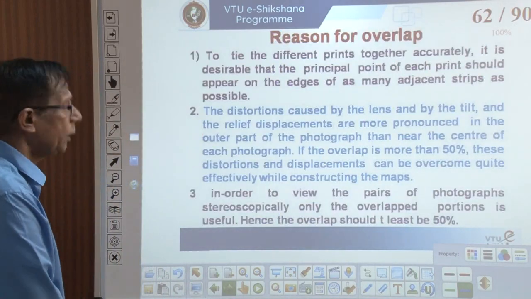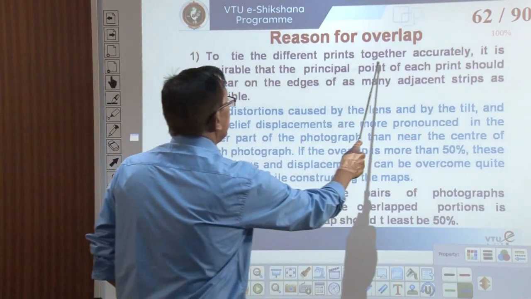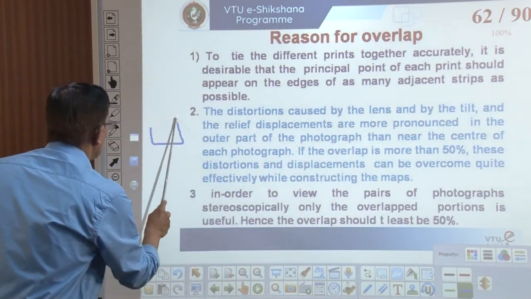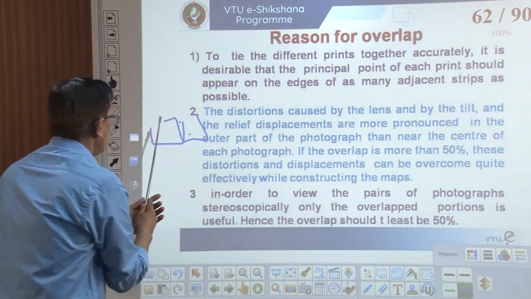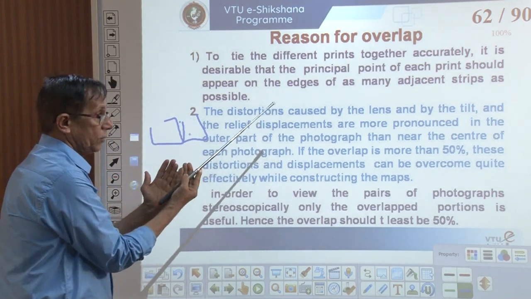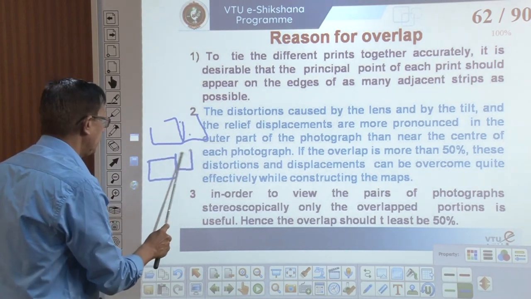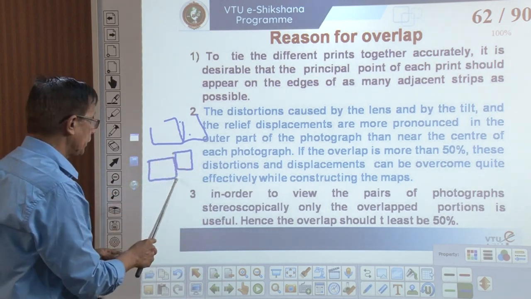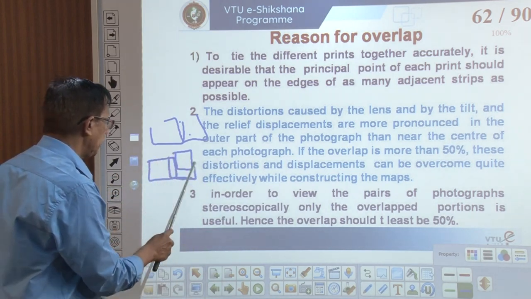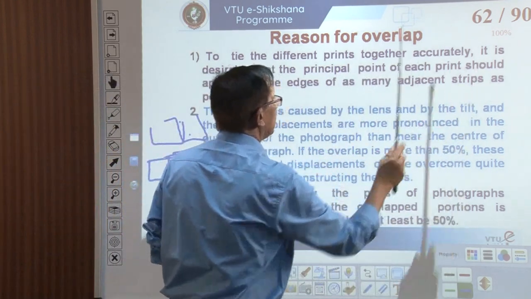The reason to tie different prints together is that I have taken several photographs and I do not know whether I have missed out any area. When I have to match them perfectly, if this happens, it is not perfectly matched. To tie them perfectly, if I have the overlap perfectly, I am able to match it. So, tie different prints together accurately.